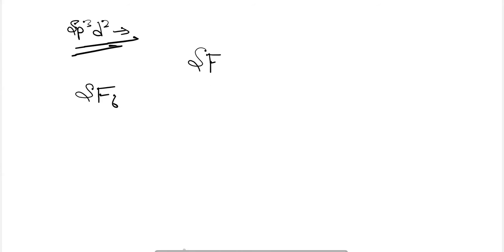Next is sp3d2, where one s, 3 p and 2 d orbitals are involved, that is the dz2 and the dx2-y2 orbitals will take part there. Here we can take the example of SF6, where S is the central atom.